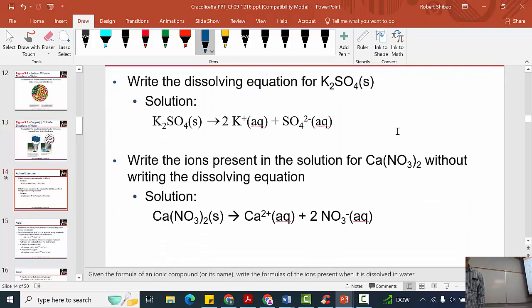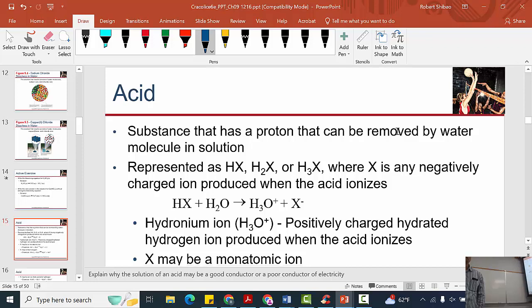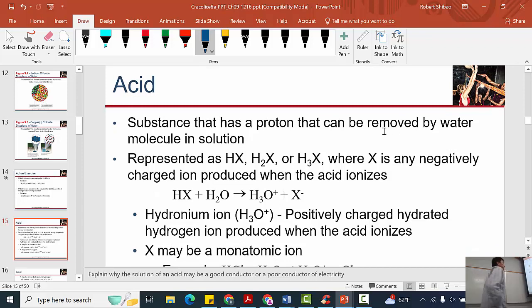Which you can do. It's easy to do. Acids. We call H plus a proton because if we look at hydrogen, hydrogen 1 consists of one proton and one electron. So if we remove the electron, we form the hydrogen ion. Hydrogen ion only consists of one proton.